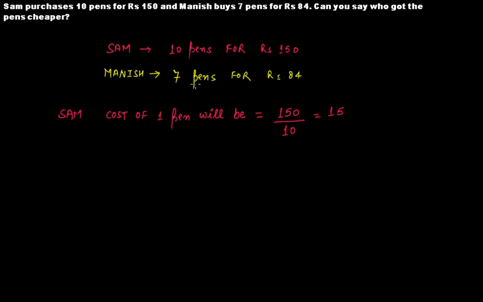If I talk about Manish, then Manish has purchased 7 pens for rupees 84, therefore cost of one pen will be 84, this total cost, divided by 7, that is 12, right? That is rupees 12, and in this case it's rupees 15.